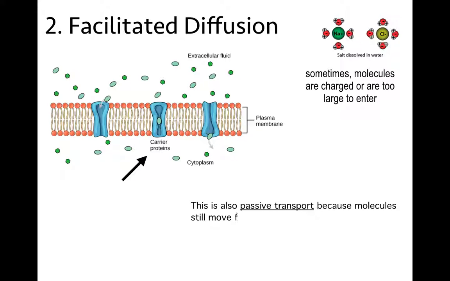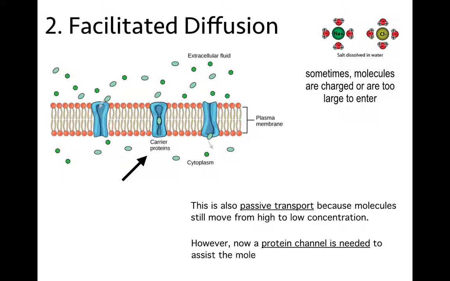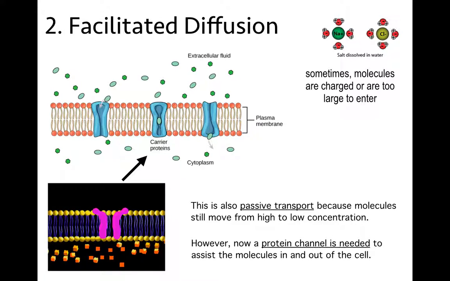This is also passive transport because the molecules still move from high to low concentration. However, now a protein channel is needed to assist the molecules moving in and out of the cell. It would work something like this.